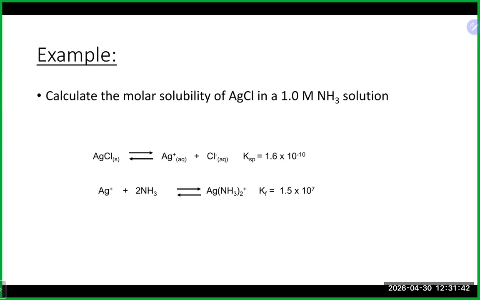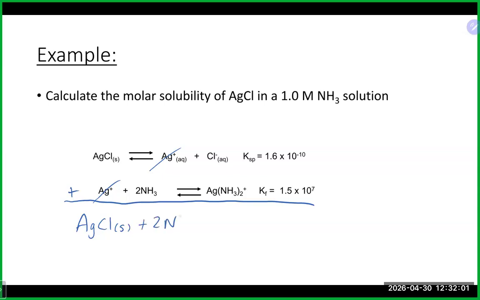So since we have two equations here, we could always add them together because that's fun, right? So we can do that. And dare I say, in this case, my silver actually goes away. And I end up with silver chloride plus a couple of ammonias.